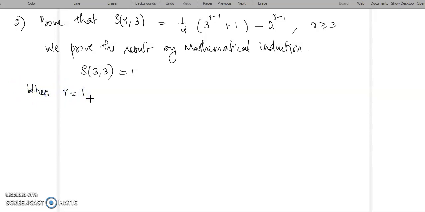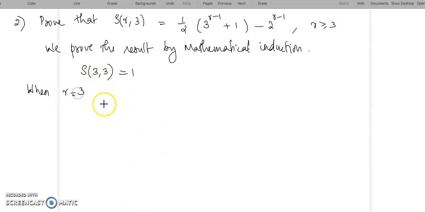So now we have to prove this by induction. Initially prove for one value, then make an assumption, then if it is true for k, show that it is true for k plus 1. So we will show that the result holds for r equal to 3.